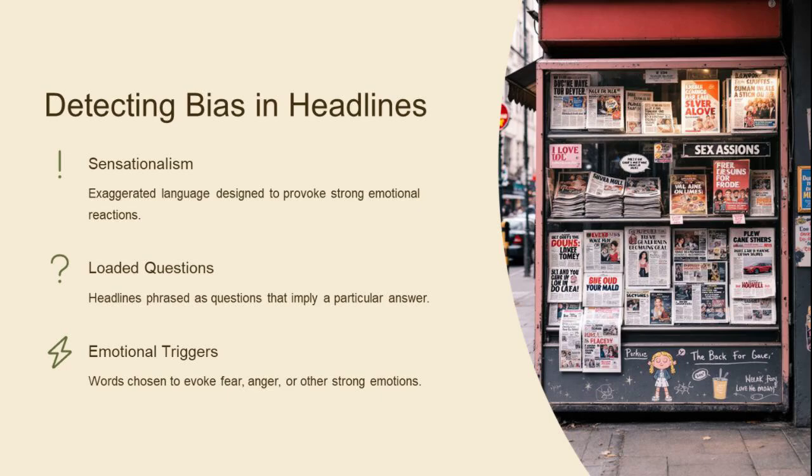Detecting bias in headlines involves looking for sensationalism, loaded questions, and emotional triggers. These elements are designed to provoke strong reactions and can mislead readers.